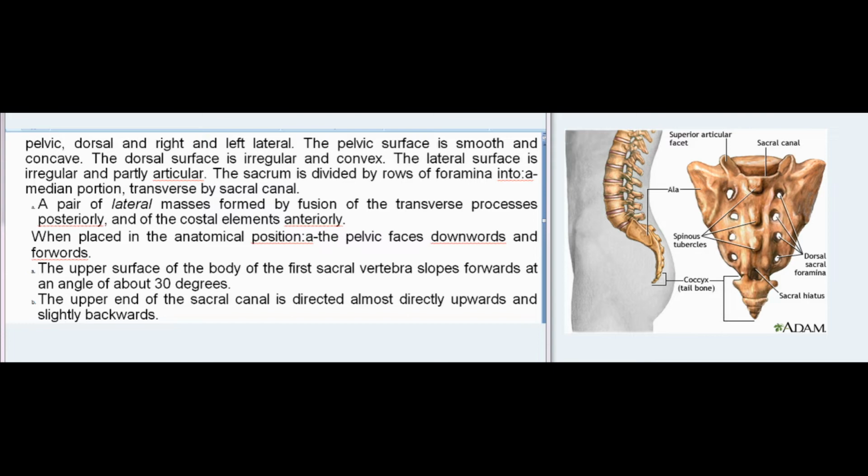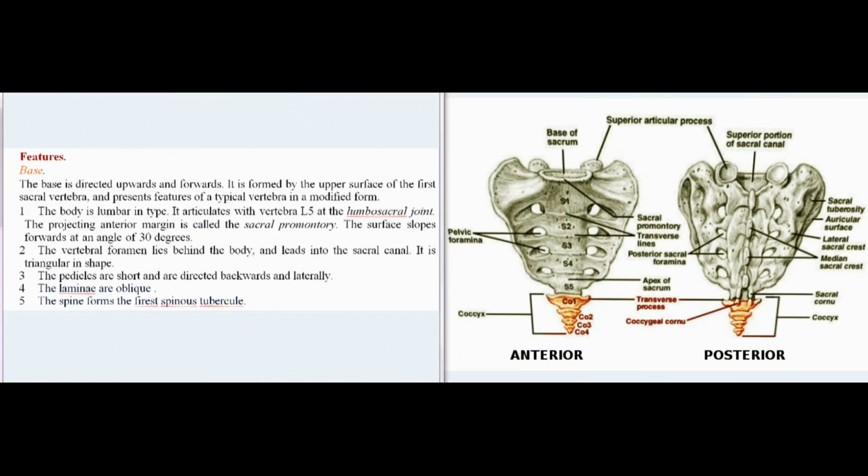When placed in the anatomical position, the pelvic surface faces downwards and forwards. The upper surface of the body of the first sacral vertebra slopes forwards at an angle of about 30 degrees. The upper end of the sacral canal is directed almost directly upwards and slightly backwards. Features. Base. The base is directed upwards and forwards. It is formed by the upper surface of the first sacral vertebra, and presents features of a typical vertebra in a modified form. 1. The body is lumbar in type. It articulates with vertebra L5 at the lumbosacral joint.